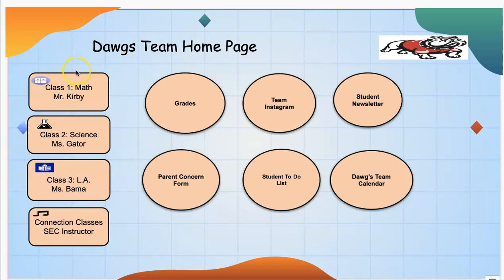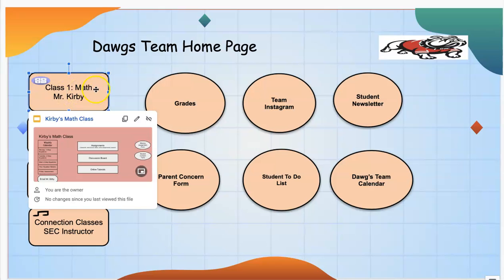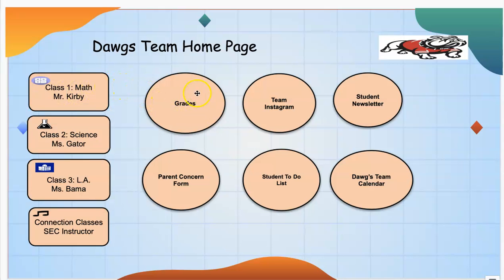And this is our homepage. Now, it's very minimalistic, but I used the student data to create this. And you'll see a number of items that were on the data page. These are their 3 classes right here next to each other. They're connections classes. You can click on it, and there it is. They can go straight to Kirby's math class. Grades, very easily accessible.